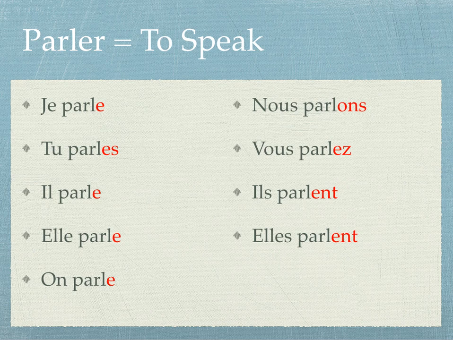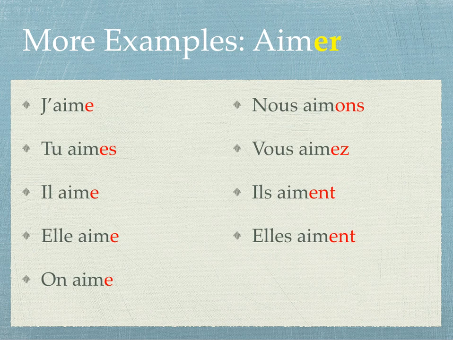If we look at another example, aimer, we can see that we followed the exact same pattern. We found our stem, we took aimer and dropped our ER, so our stem was aim. That went behind every single one of our subject pronouns, and then we added our ER verb endings, E, ES, E, ONS, EZ, ENT. The only other thing we had to do in addition to this was contract our je and our aime. Remember that any time that a verb begins with a vowel, we're going to contract je and just change it into a J apostrophe. J'aime.